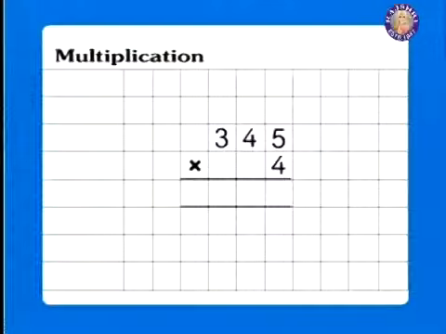Okay, now let's go to the next part where we multiply with bigger numbers. Alright? The same as in the previous section, except that now we multiply a 3-digit number with a single digit. So let's multiply 345 by 4. Starting from the right, 4 5s are 20. 0 goes below, carry over 2.